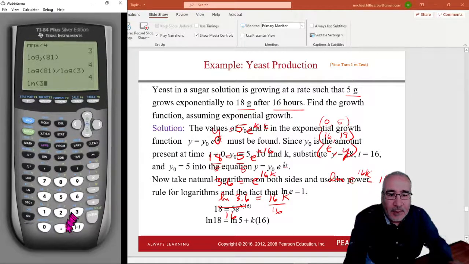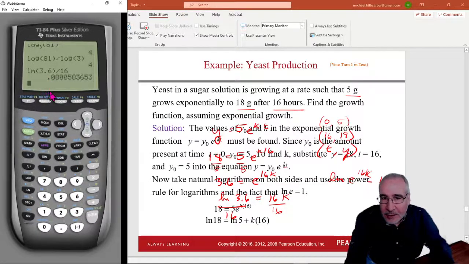Natural log of 3.6, parentheses, divided by 16. So our constant is 0.08, so an 8%. Actually, it shows it here. Go to the next page, it'll be solved.